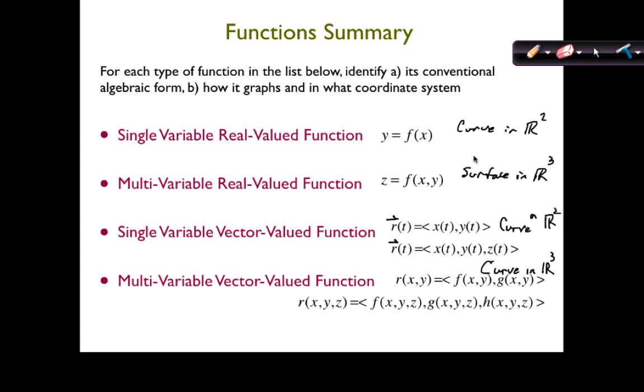So here, with two independent variables, each of your components will be multivariable real valued functions, and those will form the components of the resulting vector. Or in R3, you could have three input variables, and then each of your components is a multivariable function, and those form the vector. So the question is, what are the graphs of these?